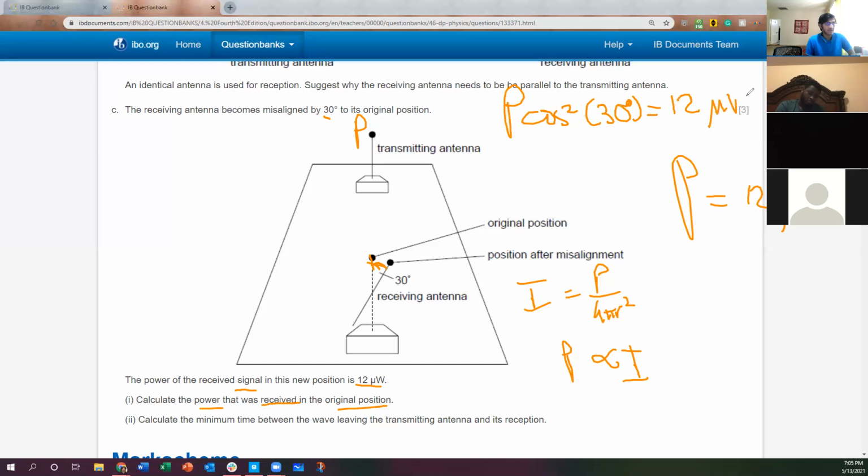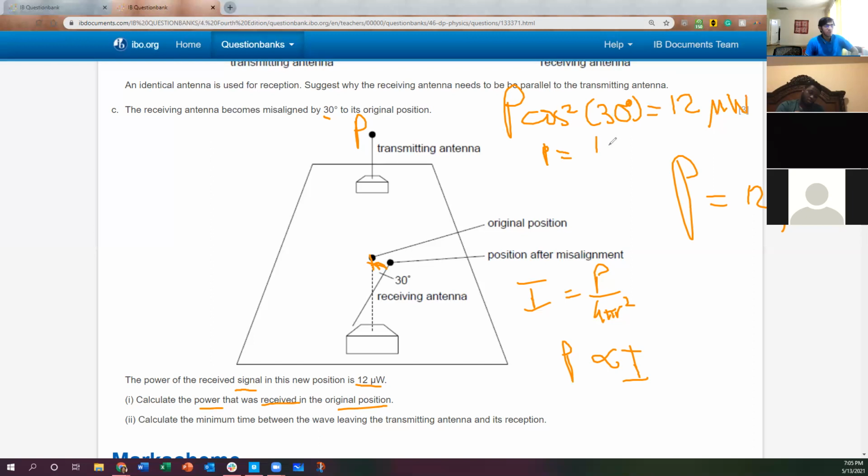12 microwatts. So now if we just divide both sides by cos squared of 30 degrees, cos of 30 degrees is how much? Do you guys know? Cos of 30 degrees is 1 over root 2. No, it's root 3 over 2, I think. Is that correct? Cos of 30 degrees is root 3 over 2. Root 3 over 2 squared is 3 over 4.